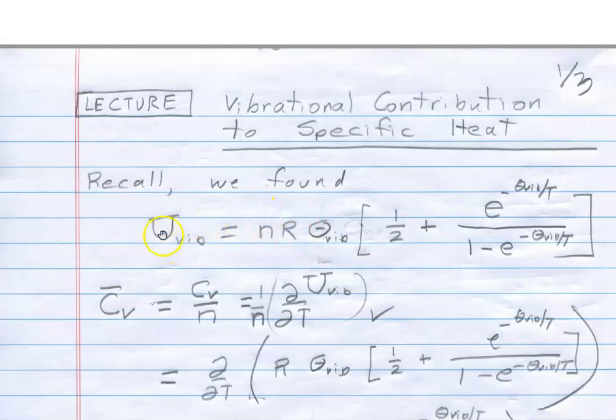Namely, we'd gotten the total vibrational internal energy was given by this expression, where theta vibration is the characteristic vibrational temperature, and we'd found this from the partition function. And once you have that, you're really set to go. The partial derivative of the internal energy with respect to temperature at constant volume is really the heat capacity at constant volume. And most books will use a capital C for the heat capacity.